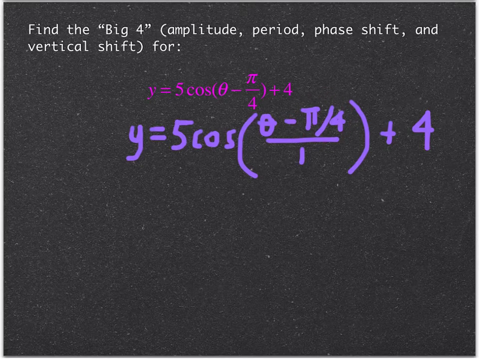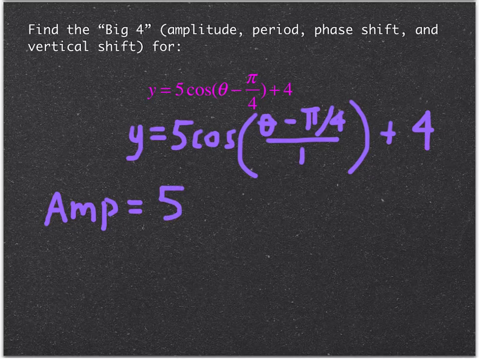Now when I want to pick out my big 4, of course the amplitude is 5. That tells you the vertical component of the graph. What about the period in this case? Well, the whole reason I wrote it like this is so I could pick out that period. Remember that a value is the number that's in the denominator, and it's 2 pi times that, which tells you the period.